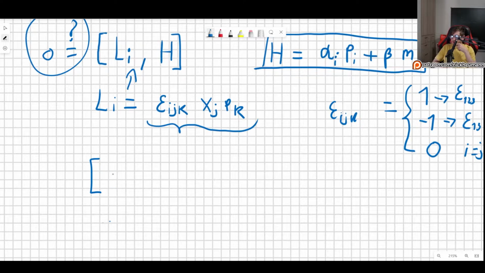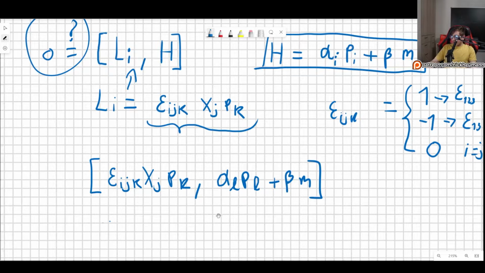So first, the part for the generator of angular momentum, that's going to be epsilon, of course, the Levi-Civita, ijk, xj pk, comma, and now the Hamiltonian. But be careful, because in the Hamiltonian we have alpha i pi, but we are already using the i elsewhere to denote something else. So for that reason, instead of saying i, we are going to use the next letter. So we have i, j, k, so the next one would be l. Of course, it doesn't matter which one you use, but I'm just trying to put some order here. Plus beta m.